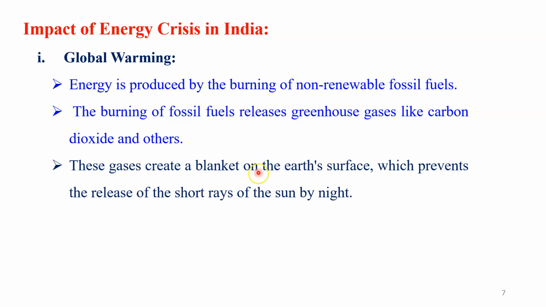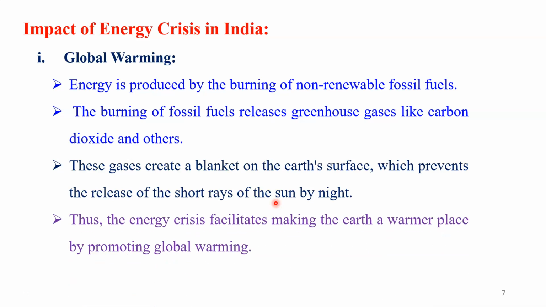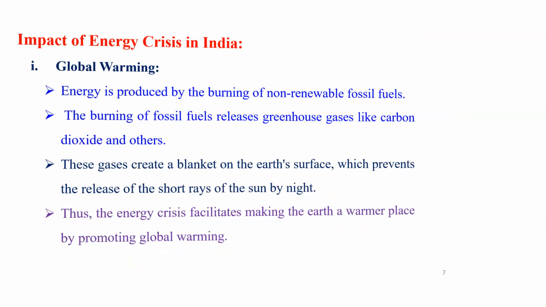These gases create a blanket on the Earth's surface, which prevents the release of the short rays of the sun by night, and therefore this condition is responsible for creating global warming in India. So dear student, thus the energy crisis facilitated making the Earth a warmer place by promoting global warming. This is the first very important impact that you observe due to the energy crisis.